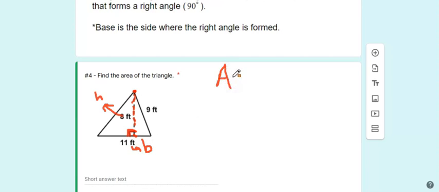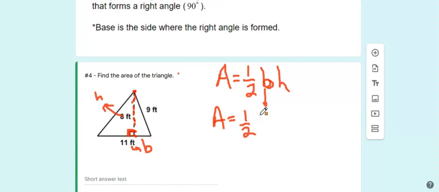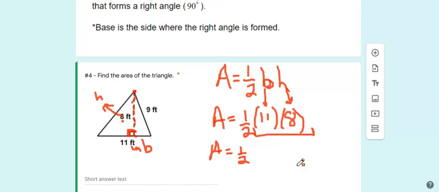So let's write down area of a triangle formula. Area equals 1/2 times base times height. Let's plug in what we know right here. So area equals 1/2. What's B? What do we call B? B is 11. So I'm going to put 11 for B. What's H? What's the height of the triangle? 8. Okay. So area equals 1/2. What is 11 times 8? That's 88, right? So area is 1/2 times 88.